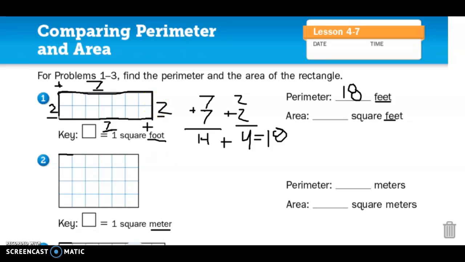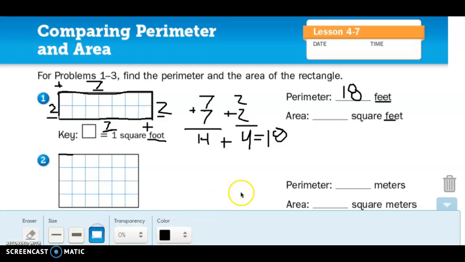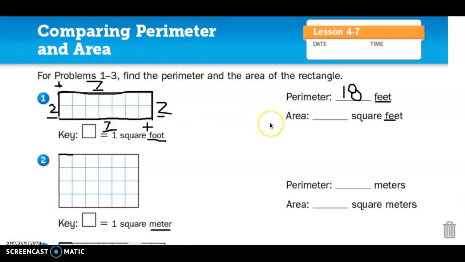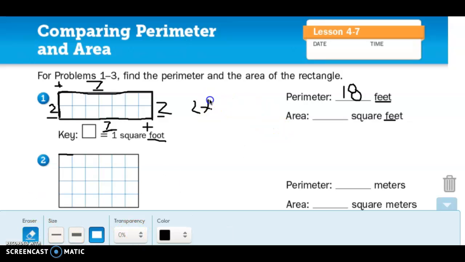Okay. Now it is time to find the area, the amount of squares that take up an area on the inside. But remember, area sounds like array. If there are 7 squares on the first one, 1, 2, 3, 4, 5, 6, 7, I have 2 rows of 7. Boys and girls, what is 2 times 7? What is 7 doubled? If you said 14, you are correct.